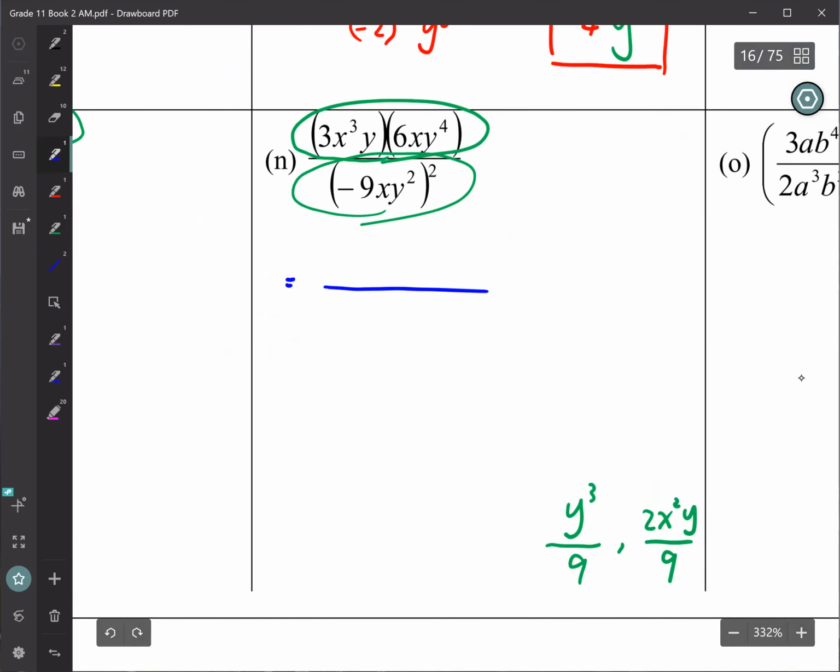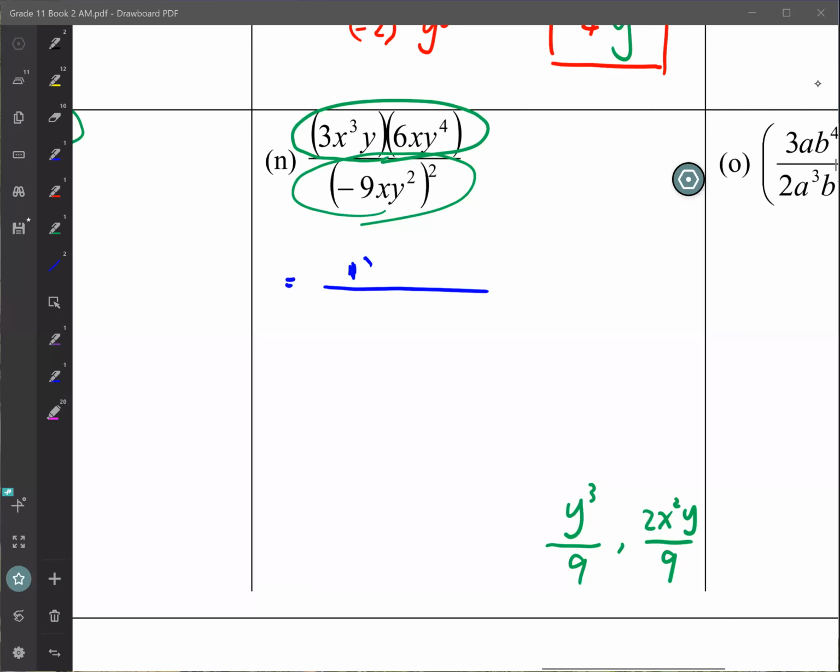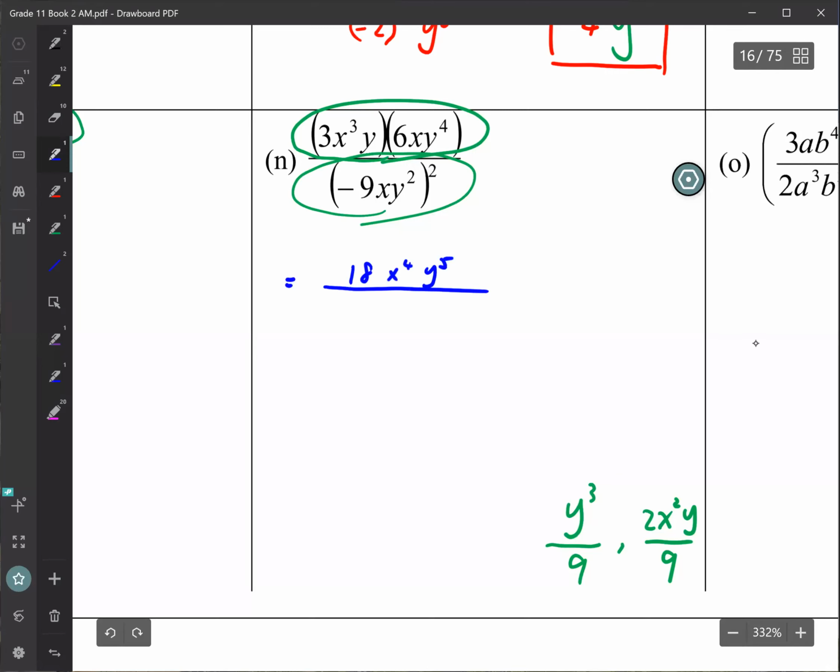For the top, 3 times 6 gives you 18. Oh no, okay, it got crashed. All right, so let's continue from here. So 3 times 6 gives you 18, x to the 4, y to the 5. That should be the top.